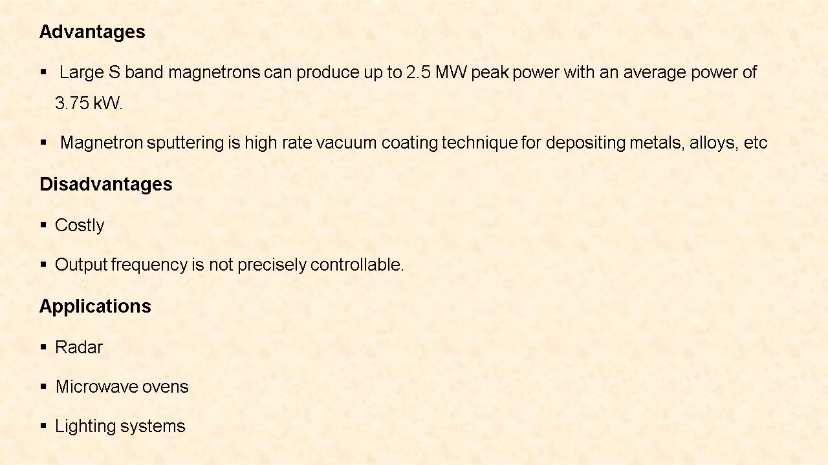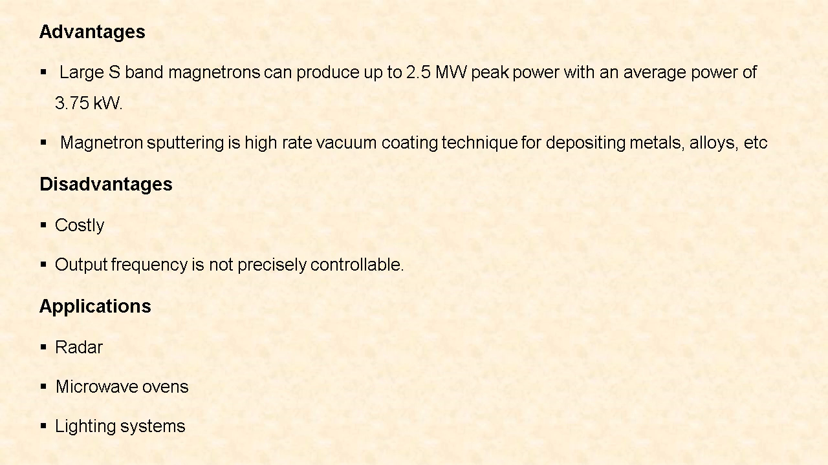Next, let us see the advantages of magnetron. As we already know, magnetron can provide high power oscillator. Large S-band magnetrons can produce up to 2.5 megawatts peak power and with an average power of 3.75 kilowatt.